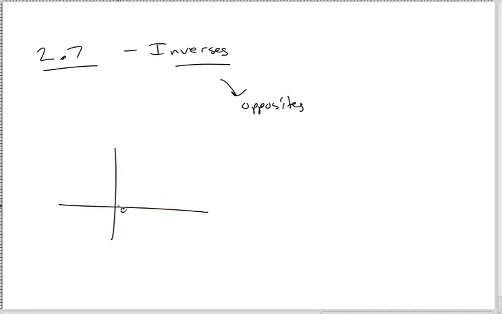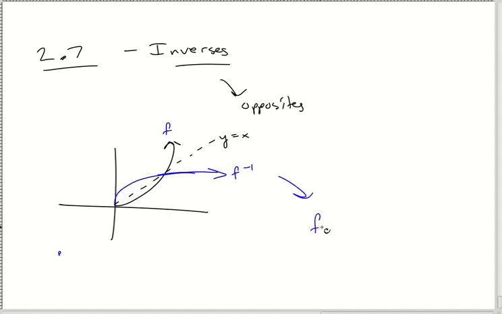In graphical land, let's say that I have some kind of graph like that. Well, an inverse is going to be reflective about this 45-degree line, about the y equals x line. And so reflections kind of mean like mirrors, and it's a mirror image on either side of that line. You would say this is my f, and this is f inverse of x.